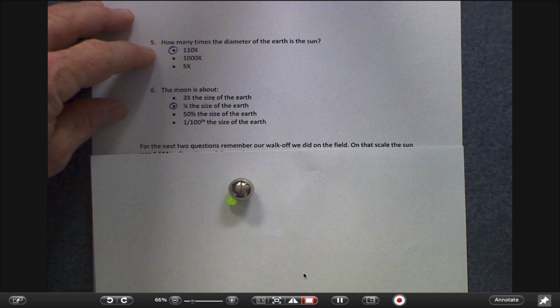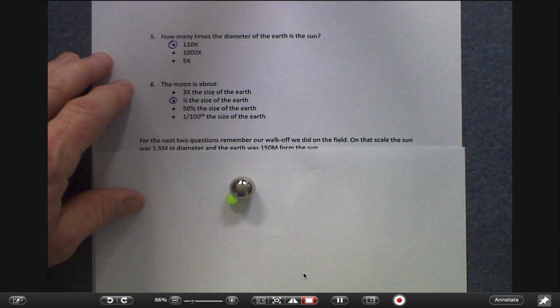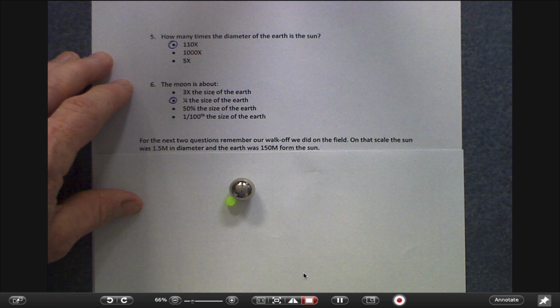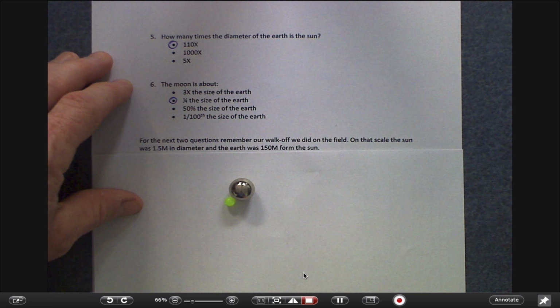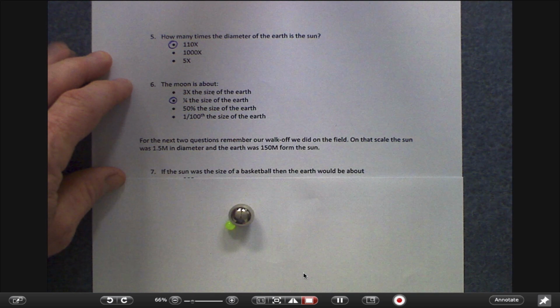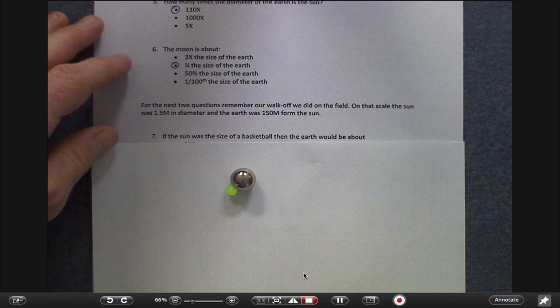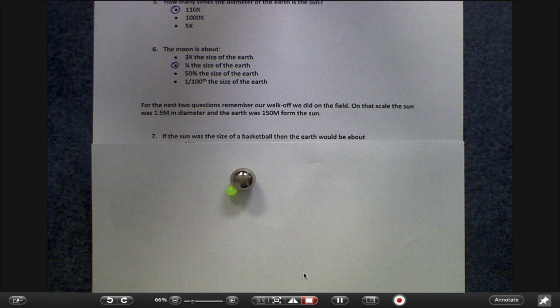Now we get to our distance one. And again, I've got a little reminder. Remember the walk-off we did on the field. So it says, on that scale, and that was where we were 150 meters from the sun. So our next question is, if the sun was the size of a basketball, then the Earth would be about... Now the key here to think about is, if the sun's the size of a basketball, that's smaller than the sun was when we did our walk-off.